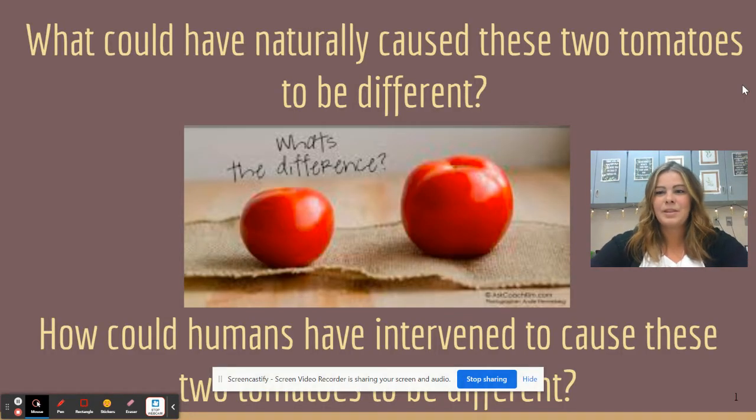Hi friends. Today we are going to be talking about this picture. It is showing two tomatoes, and on the picture it says, what is the difference? So I want you to start thinking about what could have naturally caused these two tomatoes to be different, and then also how could humans have intervened to cause these two tomatoes to be different?